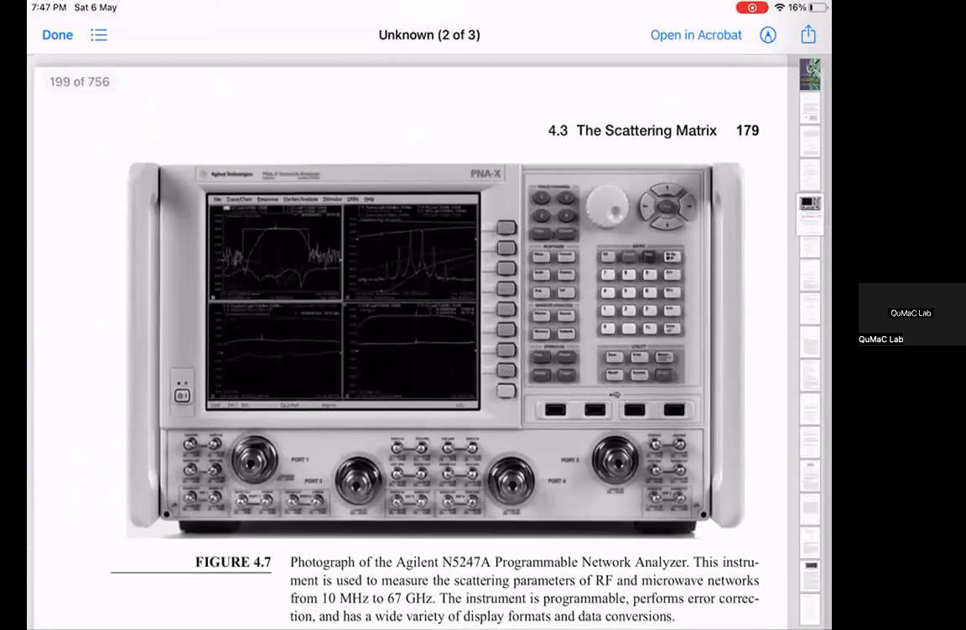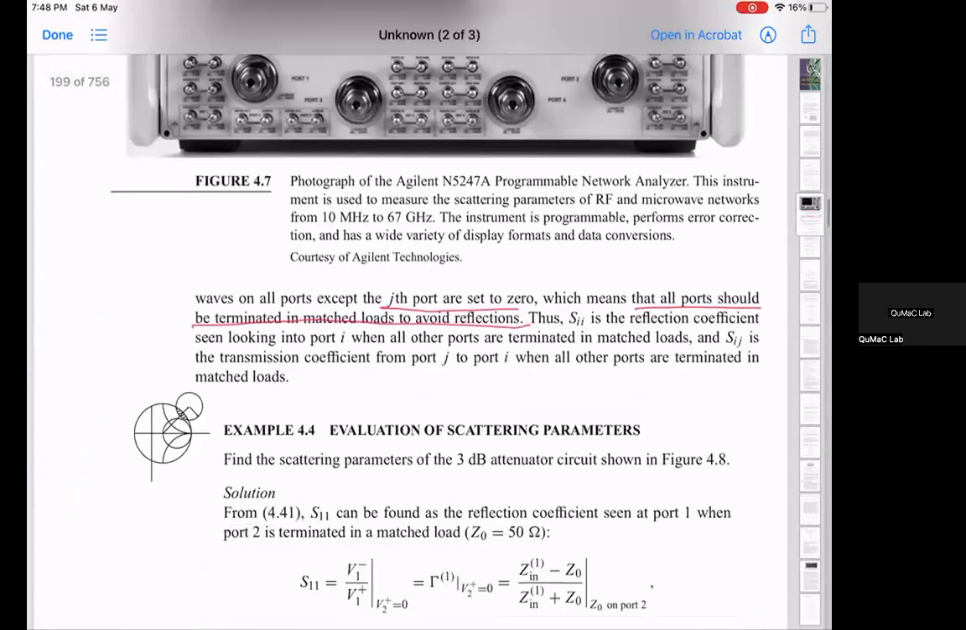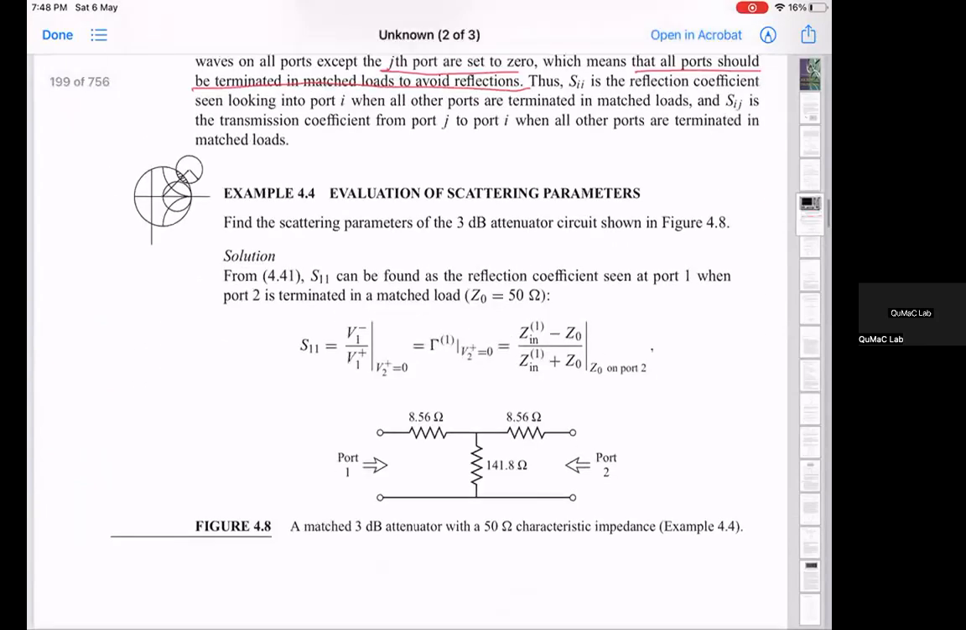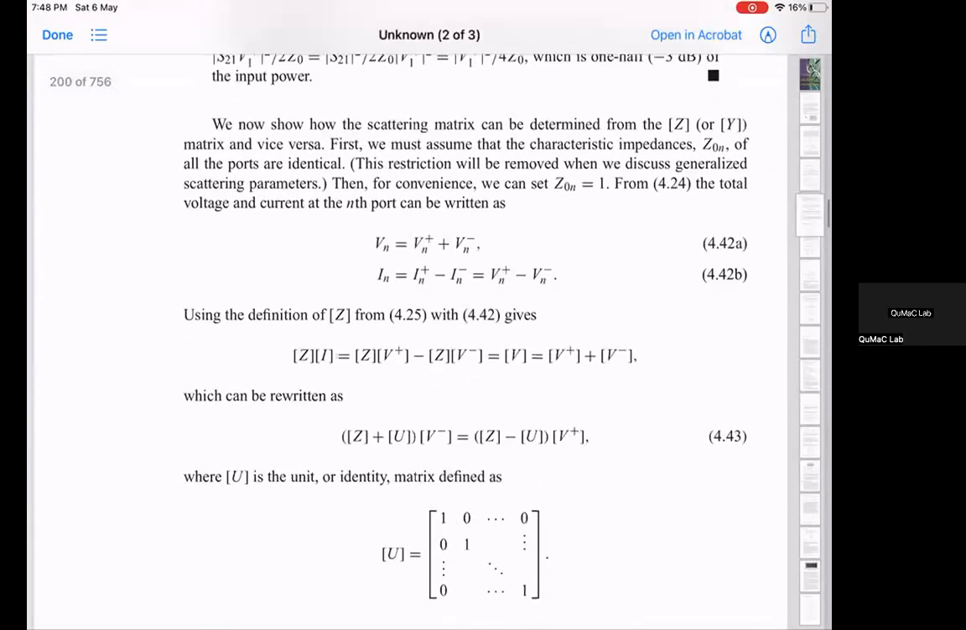You've seen this in class. This is the picture here again, and that is the quantity it usually gives you. And of course, we can interconvert these things. So just the general idea of scattering matrix is good to revise through.